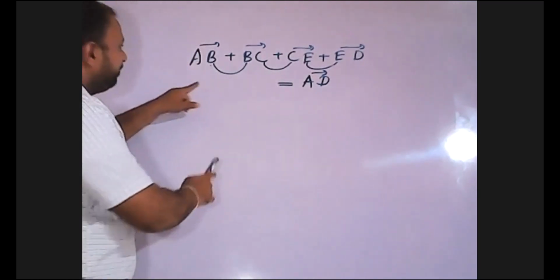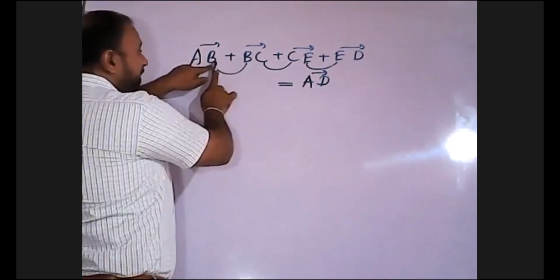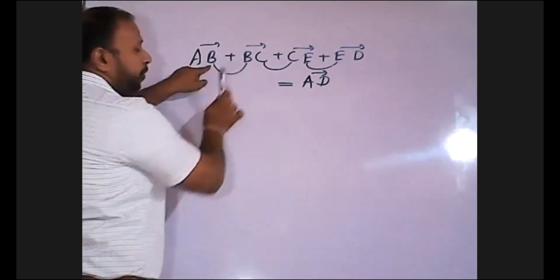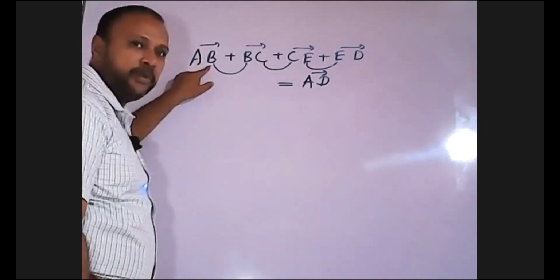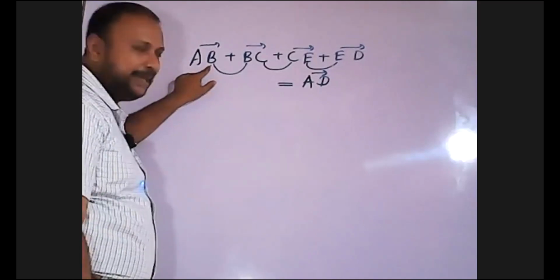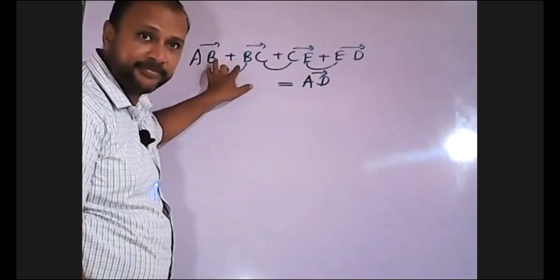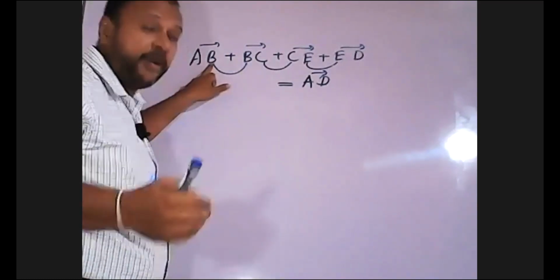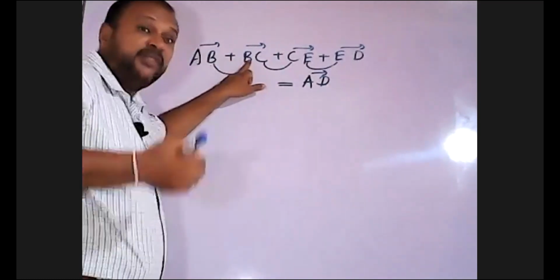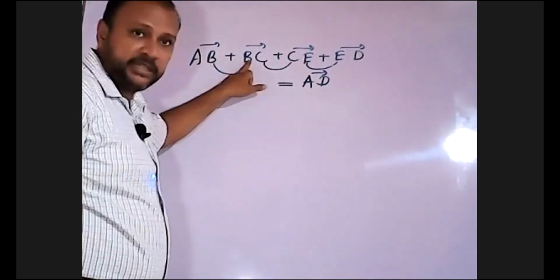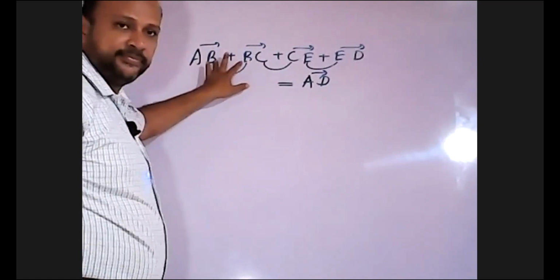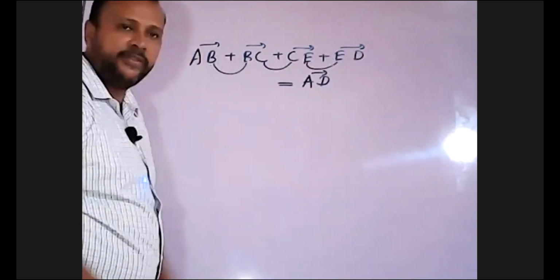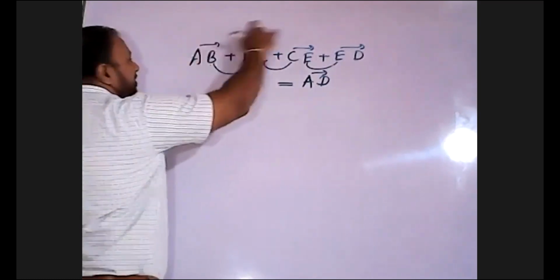That is the way of thinking: the starting point and the end point. If the end point of the first vector and the starting point of the second vector are the same letter, that means they coincide. So all of them can be cancelled out. That means what remains is the answer.